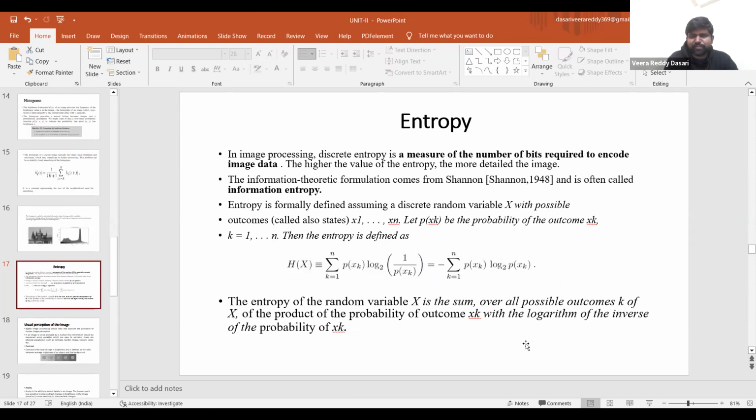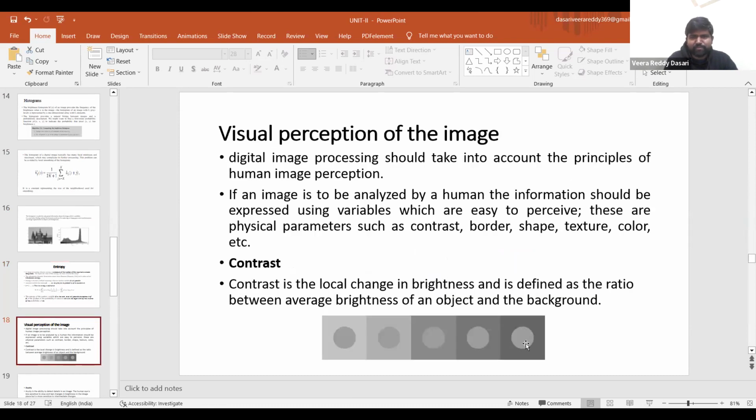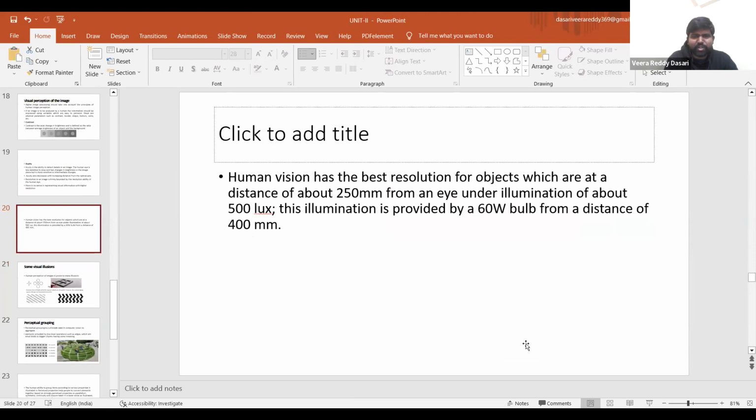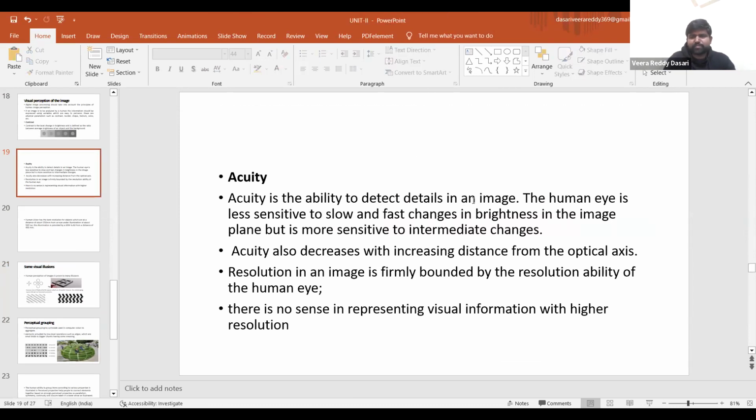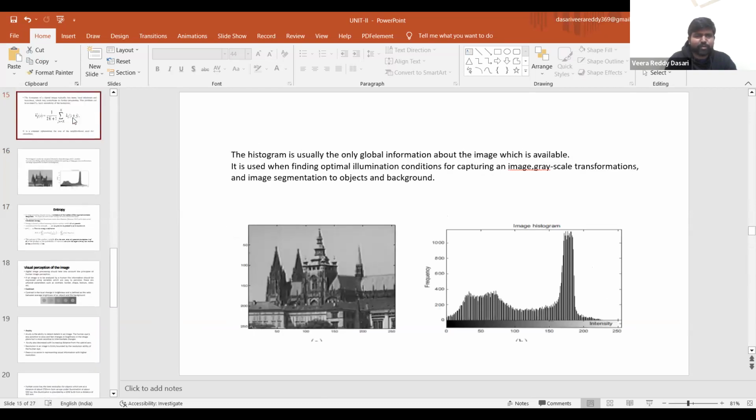And just read these definitions. What is entropy? What is acuity? Acuity is the ability to detect details in the image. The human eye is less sensitive to slow changes, and just read this, you can understand. But go through the definitions of acuity and entropy.